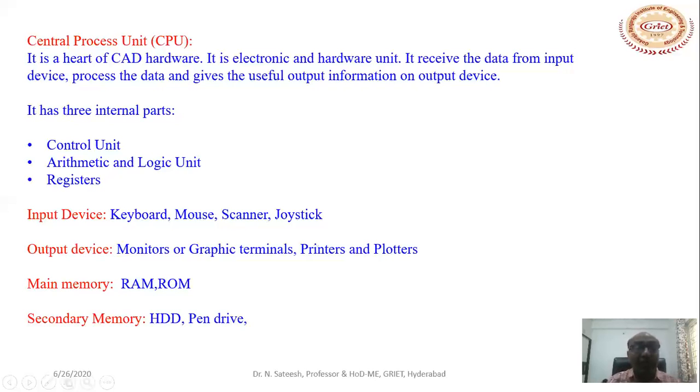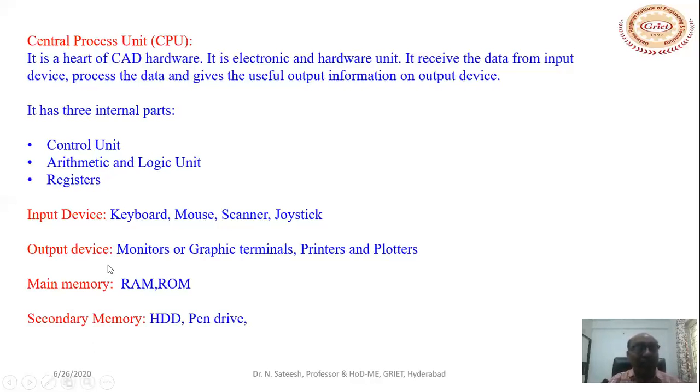Then scanner is also an input device. It receives the data from the scanner device, and we can transfer it to the computer system. Joystick is another cursor control device. With the help of the joystick, we can move the cursor wherever required on the computer screen. At that location, we can input the data.